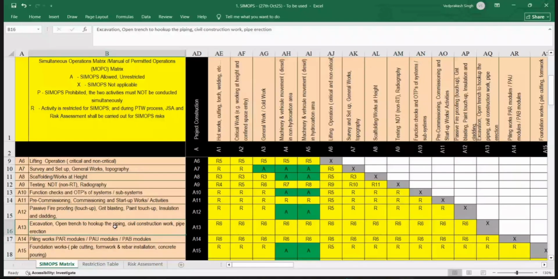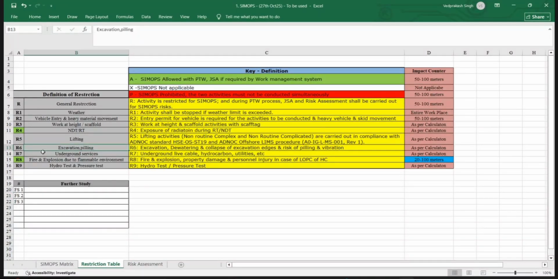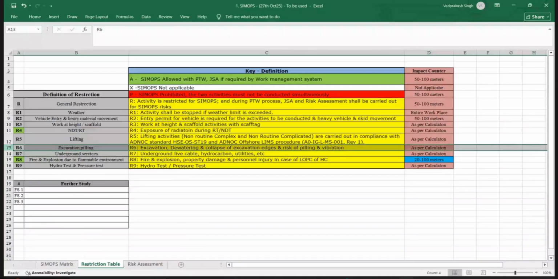Excavation job, you have dewatering and site collapse, piling work. This has got the restrictions as we discussed, R6. This is R6. This has got many risks there. This has to be a separate activity, and a separate method statement, separate work permit, separate TRA should be prepared for this activity.